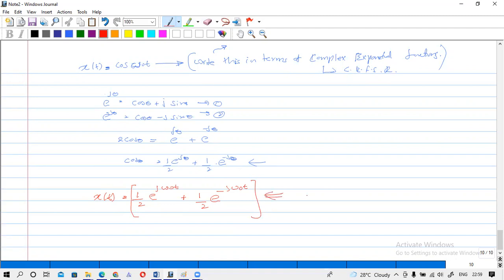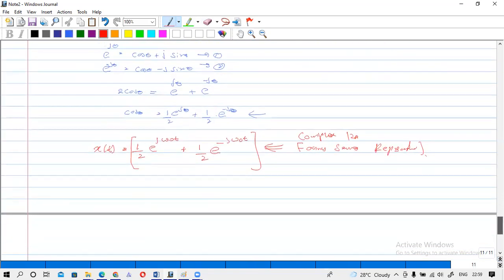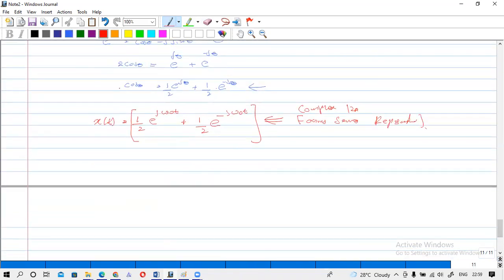This is the Fourier series representation. No? This is the complex exponential Fourier series representation. Correct? Okay. So you can see that you have only one harmonic component actually. What is the harmonic?